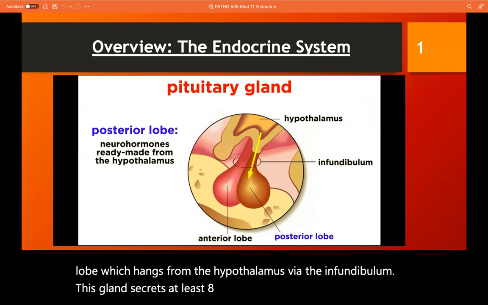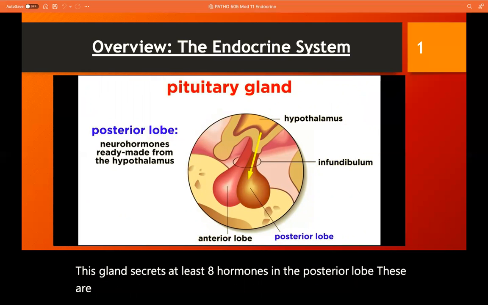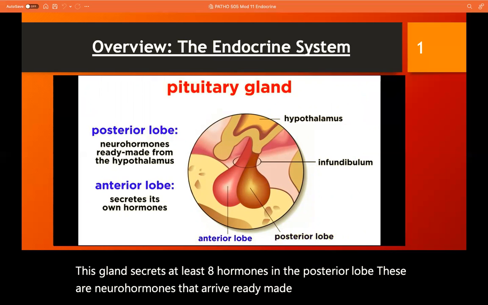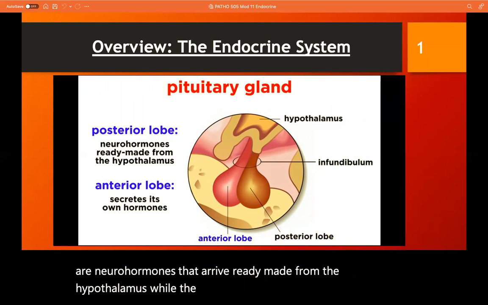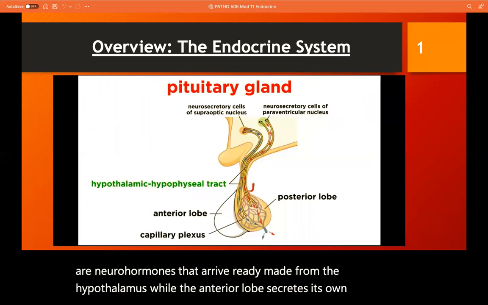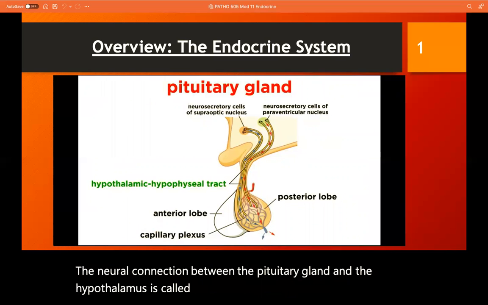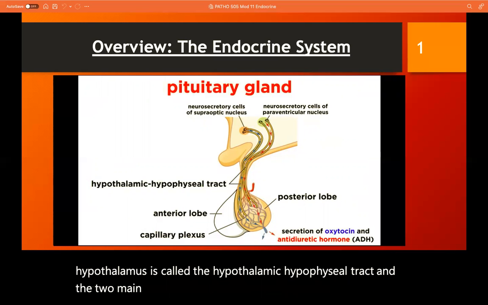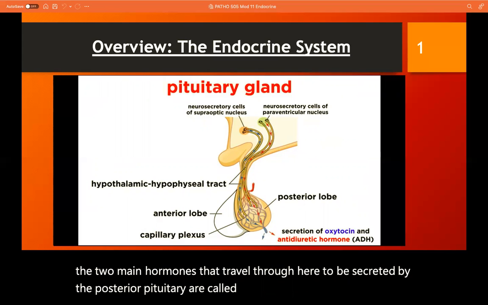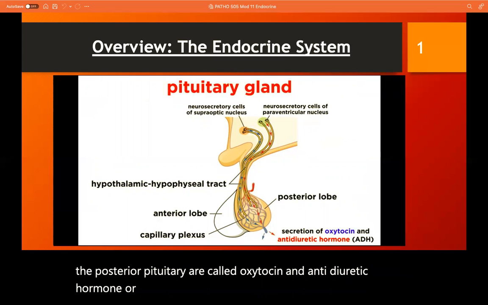In the posterior lobe, these are neurohormones that arrive ready-made from the hypothalamus, while the anterior lobe secretes its own hormones. The neural connection between the pituitary gland and the hypothalamus is called the hypothalamic hypophyseal tract, and the two main hormones that travel through here to be secreted by the posterior pituitary are called oxytocin and antidiuretic hormone, or ADH, also called vasopressin.